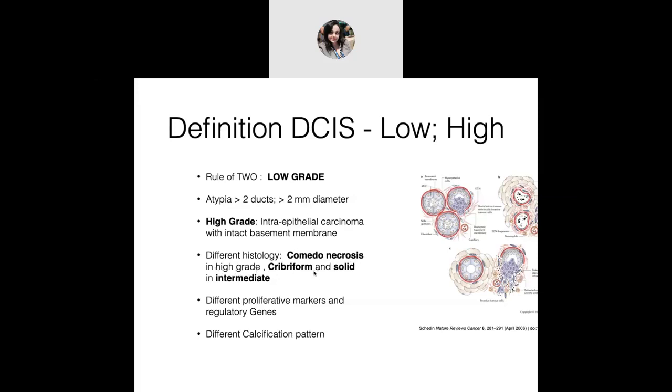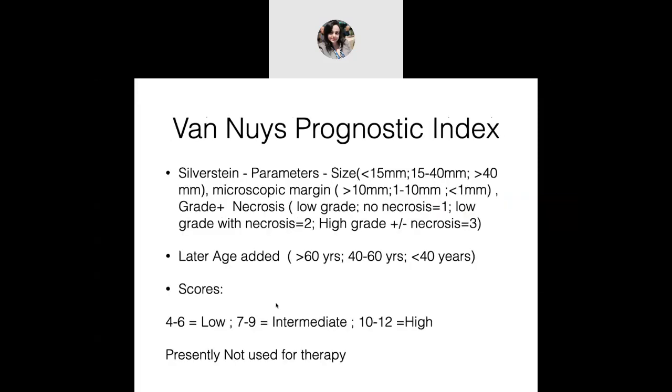So high grade differentiation, or it can be like a sieve, like a net, so cribriform. Like a jali, or like a mesh, like a prolene mesh, that net-like appearance is called cribriform, or it can be solid. So this is called intermediate. So you have low grade, high grade, and intermediate grade can also be present. Moreover, these three types have different proliferative markers. The cellular markers which cause proliferation are different, and probably there are different regulatory genes which govern these three types of DCIS. And their calcification pattern may also be different.